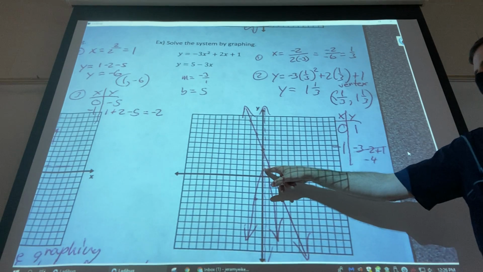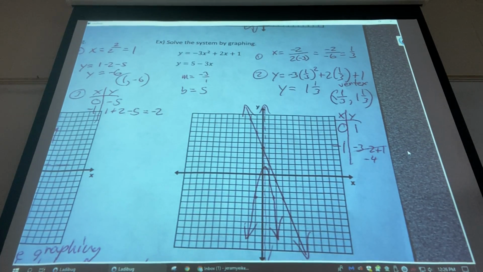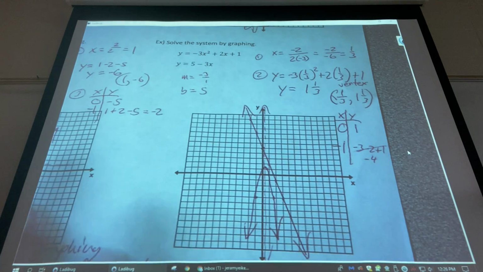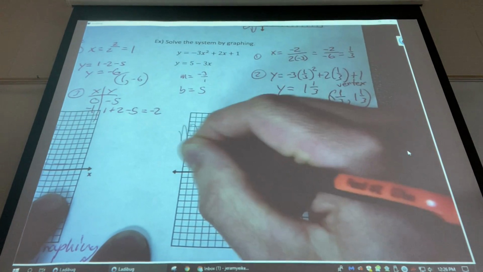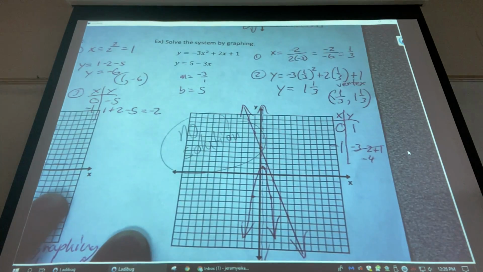It doesn't matter, because are these going to cross? They do not. They do not cross. So what do I need to add to these little notes here? You got it. We need to add no solution.